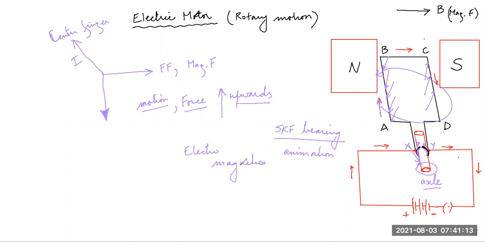Some students will find it very interesting, some very boring, very difficult. Why electro? Because there is electricity, there is current flowing because of the battery in this rectangular coil. Magnetism, because the magnetic field is produced because of magnets.